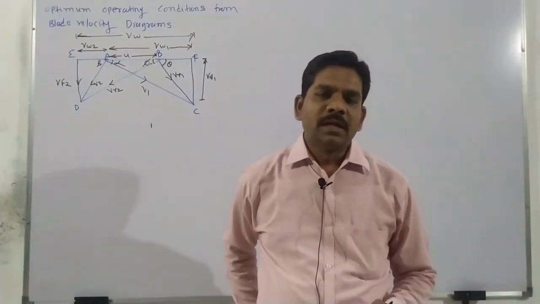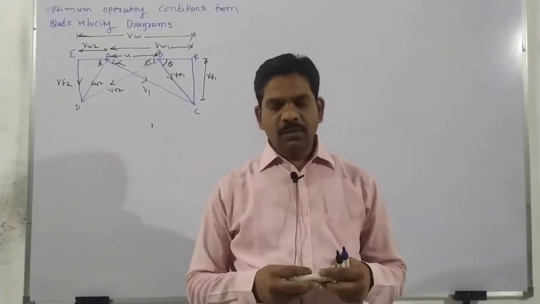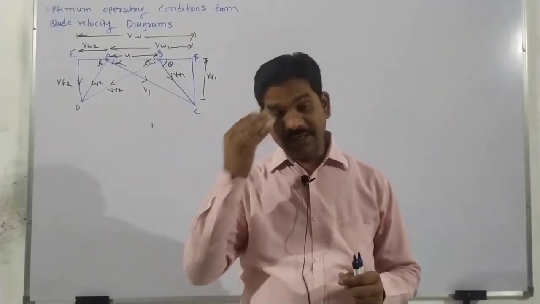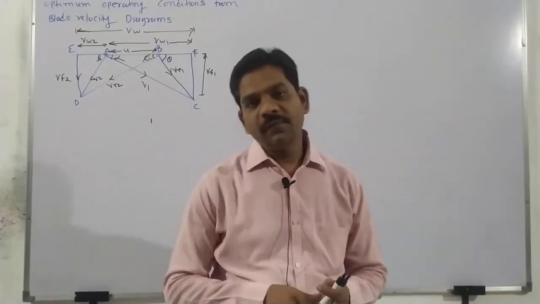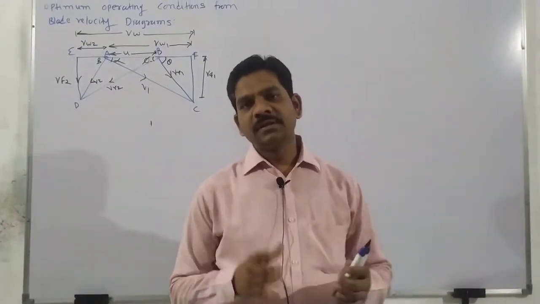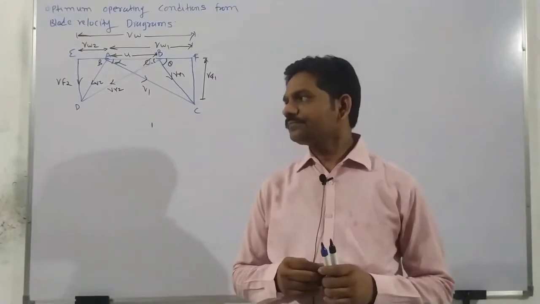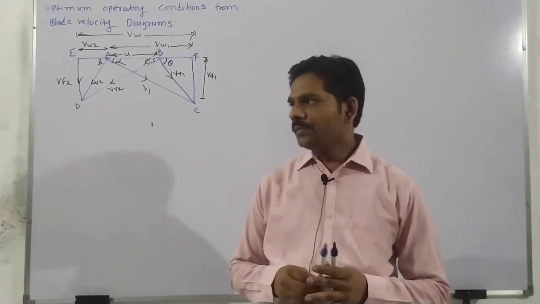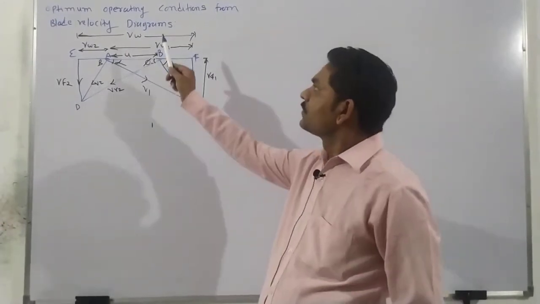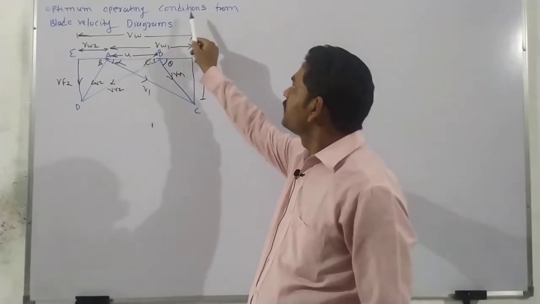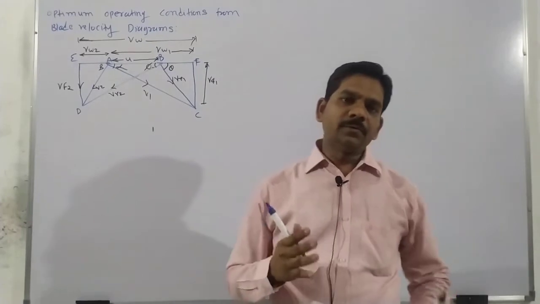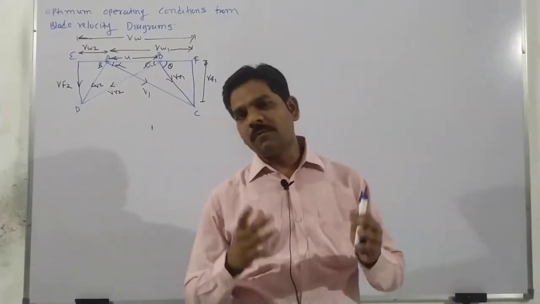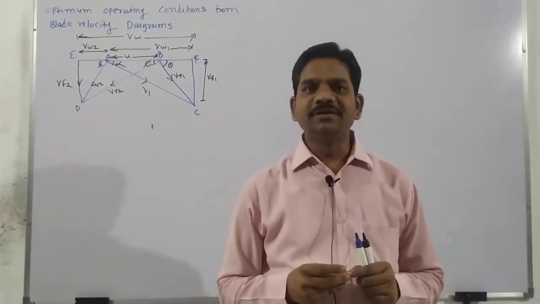Professor P.B. Ingde, and today we have to discuss lecture number 6 of unit number 6, steam turbines. Today our title is: what is the optimum operating condition from blade velocity diagrams? It means we have to calculate the optimum conditions. Optimum condition means the maximum condition.